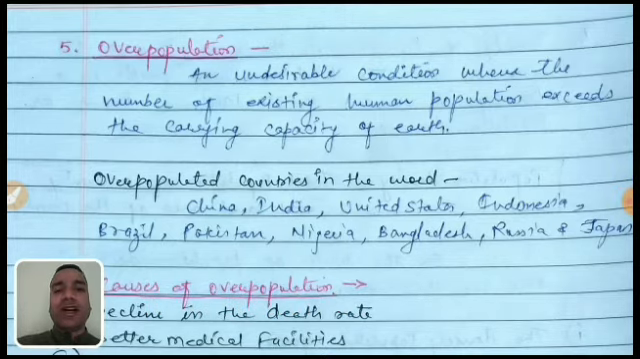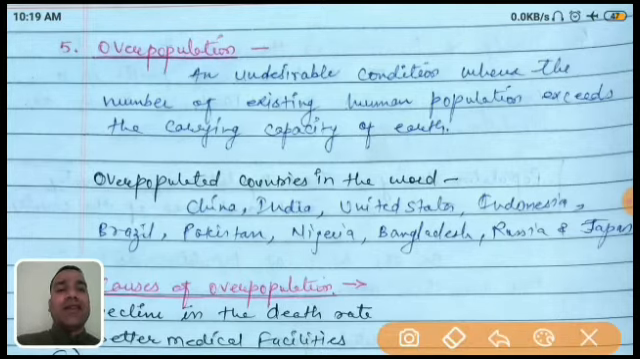Last time we already discussed population density, population distribution, and the factors affecting population density. Today I am going to explain overpopulation. As I told you many times, by the name you can easily understand what overpopulation is. Over means maximum, or more than enough. And population, you know, is the number of people.